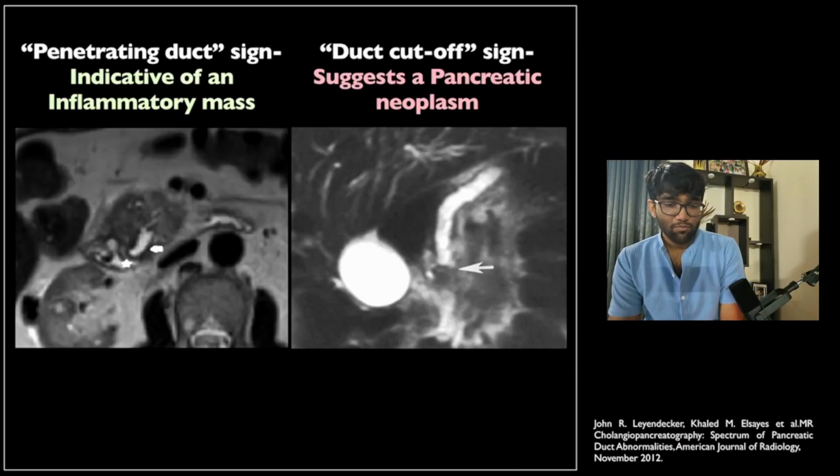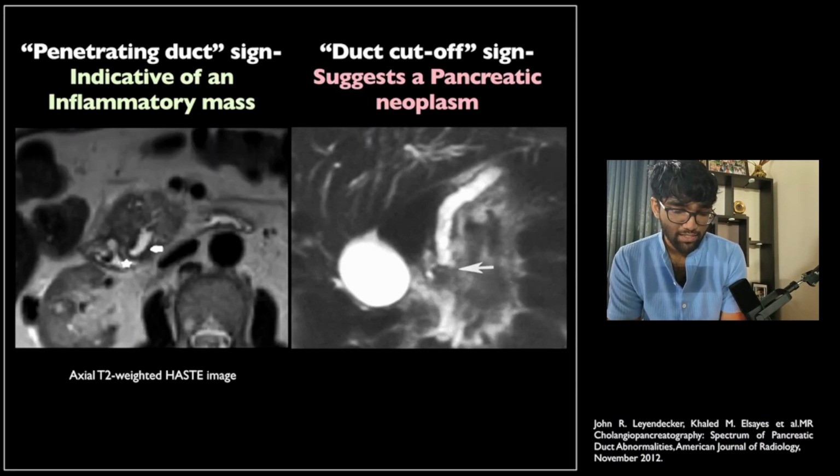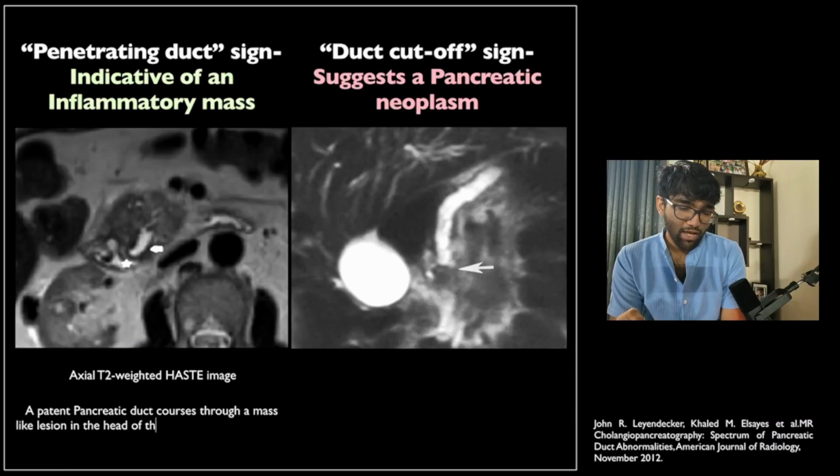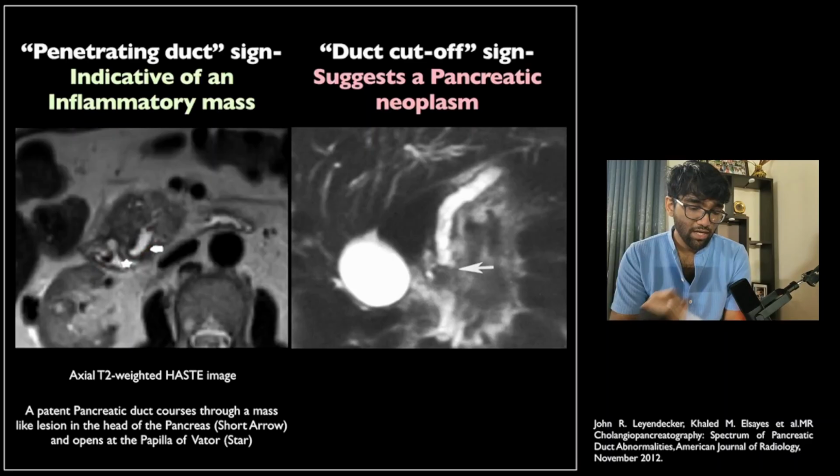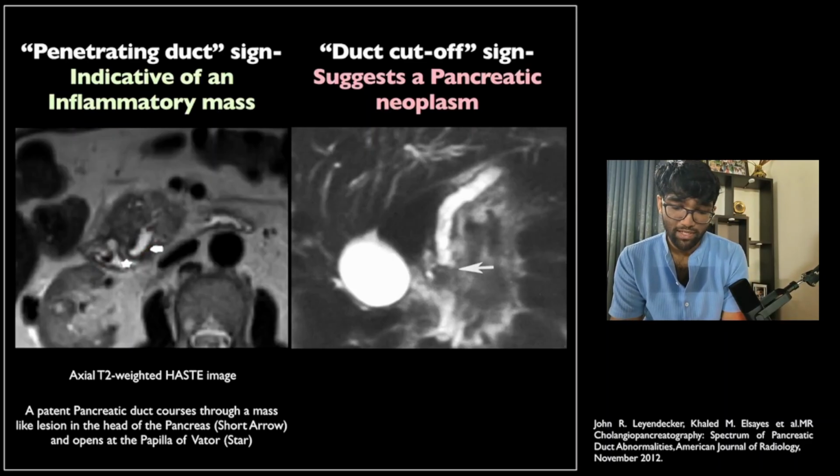Okay. Now, next is the penetrating duct sign. Again, penetrating duct sign is indicative of an inflammatory mass. On the left side of your screen, we have an axial T2 weighted HASTE image, which is a rapid acquisition sequence, as I have discussed previously, to decrease motion artifact. As you can see, within the lesion, you have a duct. Since this is a T2 weighted image, the fluid filled structures are bright. So you see a fluid filled structure here, and this is actually the duodenum with the star showing the papilla of Vater. As you can see, the duct is patent within the mass and it is opening at the papilla of Vater, indicating that obviously this patient has an inflammatory mass.